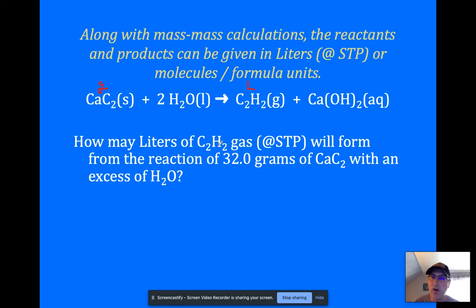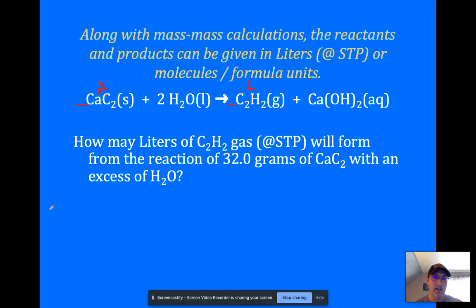So in words, here's what we're going to do. We're going to go from grams of CaC2 to moles of CaC2 using the mass from the periodic table. Then we go from moles of CaC2 to moles of C2H2 using the balanced equation and the coefficients. As you can probably tell, the mole ratio for this one is pretty simple, 1 to 1, but you still need to show that step. Finally, we change moles of C2H2 to liters of C2H2 using the fact that there are 22.4 liters in 1 mole.